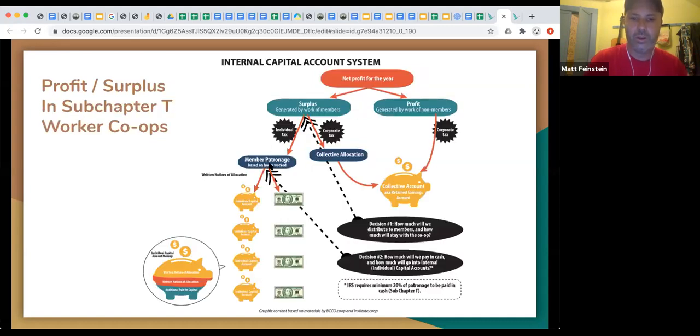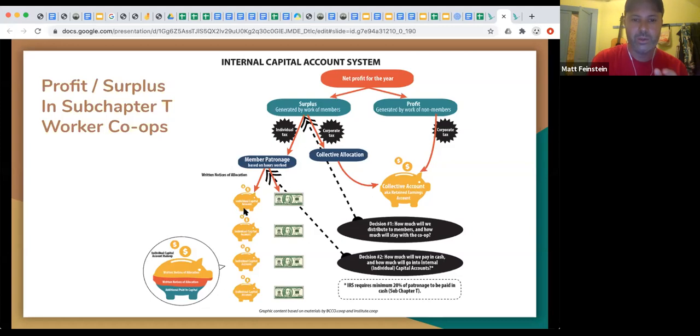But then let's go look at the member patronage, the blue circle on the left there. You have another choice. You've allocated it to individuals, but you want to give some out in cash that people can take home at the end of the year to at least cover their taxes, right? So you want to do at least 20% so they cover their taxes.